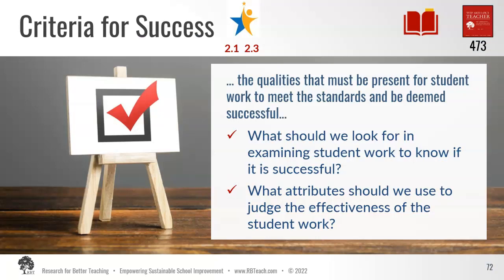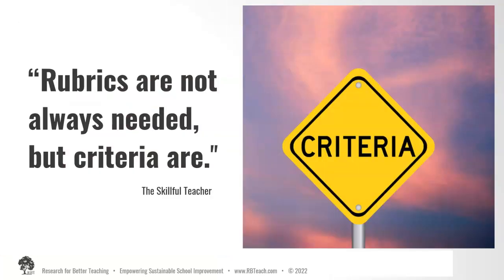Criteria for success are qualities that must be present for student work to meet the standards and be deemed successful. What should we look for in examining student work to know if it is successful? What attributes should we use to judge the effectiveness of student work? So rubrics are not always needed, but criteria are.